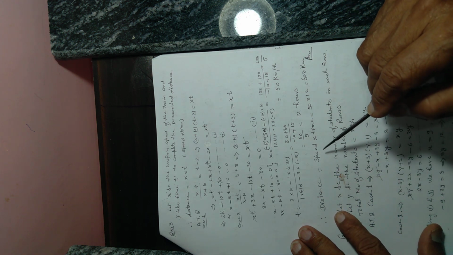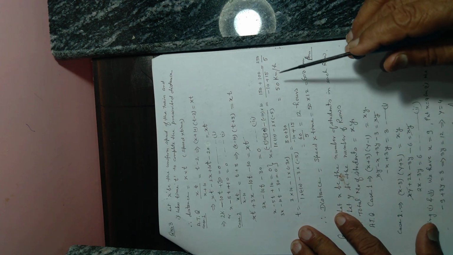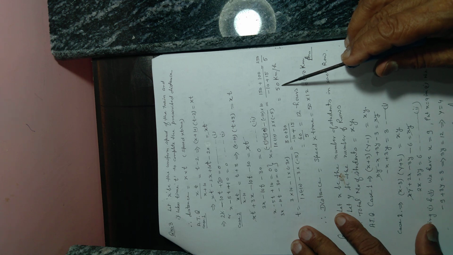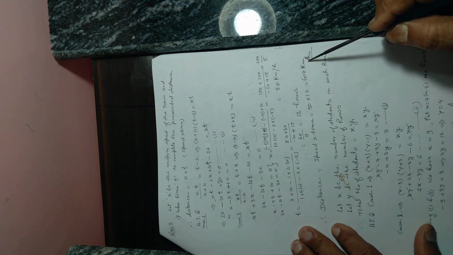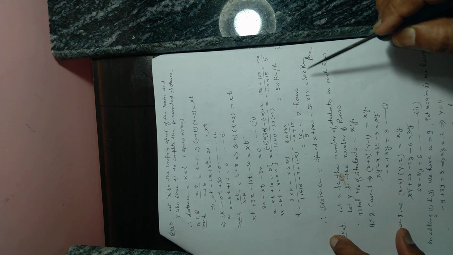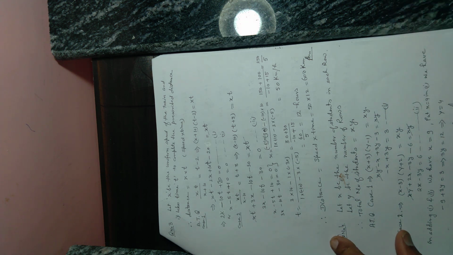Therefore the distance will be equal to the speed we have worked out, that is 50 into 12, that is 600 kilometers. This will be the answer of question number 3. Now proceed to question number 4.